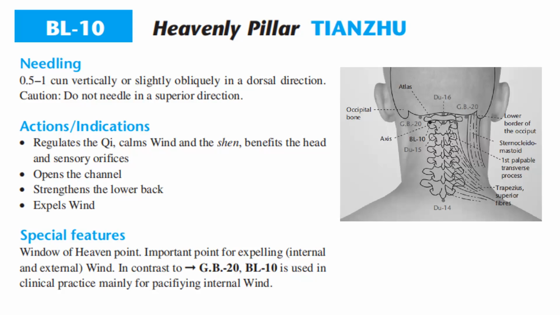Actions and indications: regulates the qi, calms wind and the shen, benefits the head and sensory orifices, opens the channel, strengthens the lower back, expels wind. Special features: window of heaven point, important point for expelling internal and external wind. In contrast to GB20, bladder 10 is used in clinical practice mainly for pacifying internal wind.